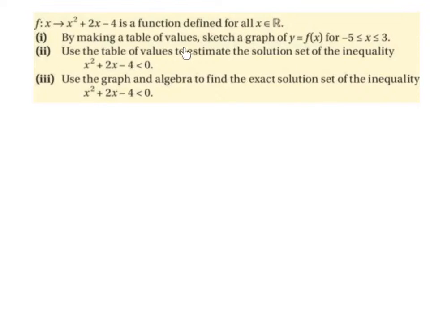Part 2. Use the table of values to estimate the solution set of the inequality x squared plus 2x minus 4 is less than 0. Part 3. Use the graph and algebra to find the exact solution set of the inequality x squared plus 2x minus 4 is less than 0.